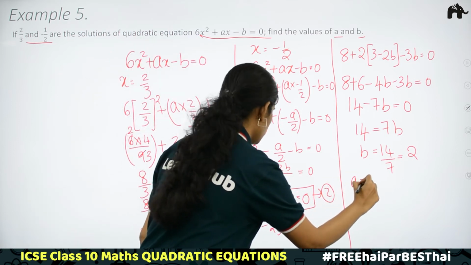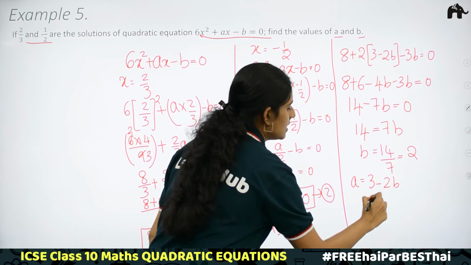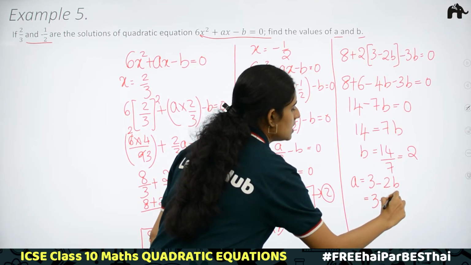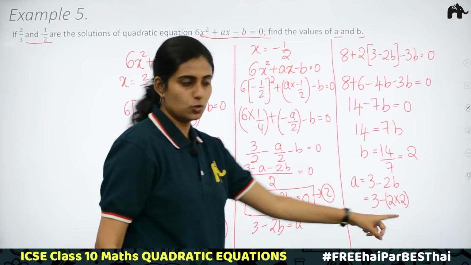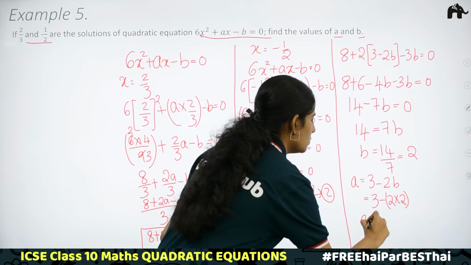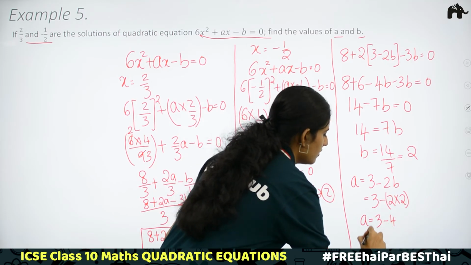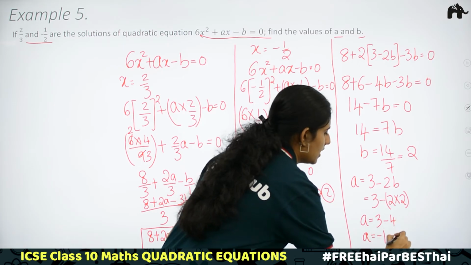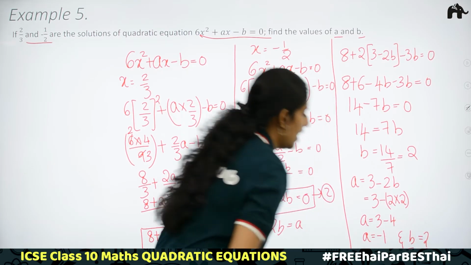a is equal to 3 minus 2b, which is equal to 3 minus 2 into 2. The value of b is 2. So a is equal to 3 minus 2 into 2, that is 4, which means a is equal to minus 1, and b is equal to 2. This is our final answer.